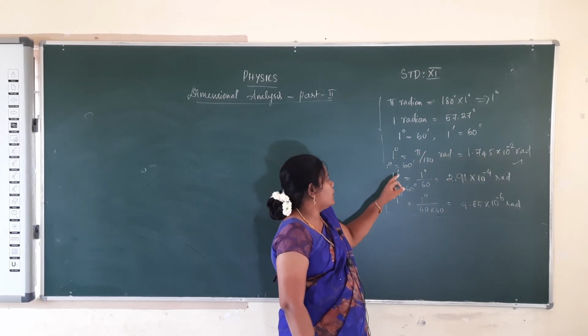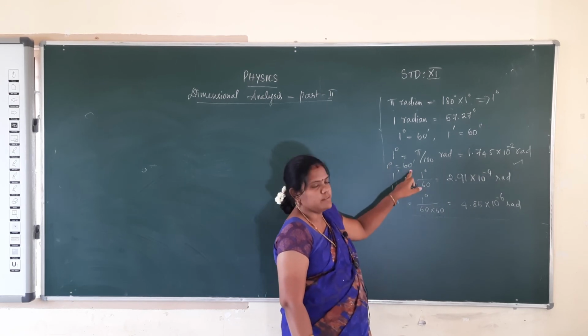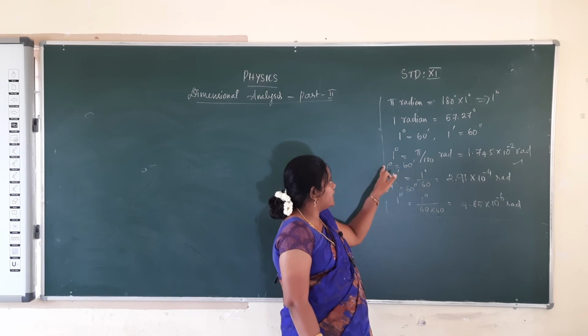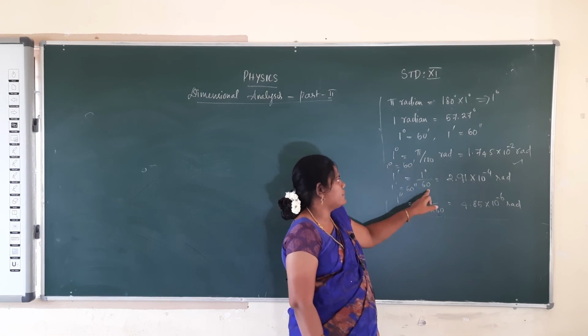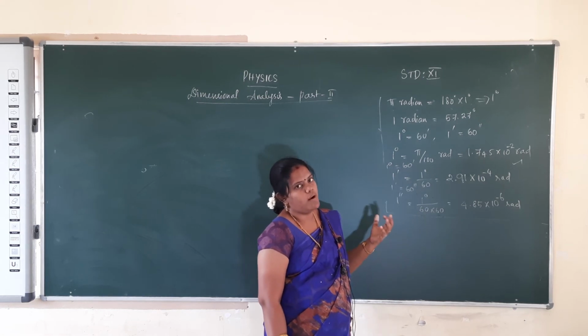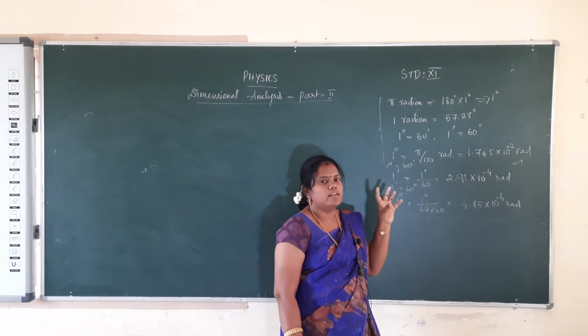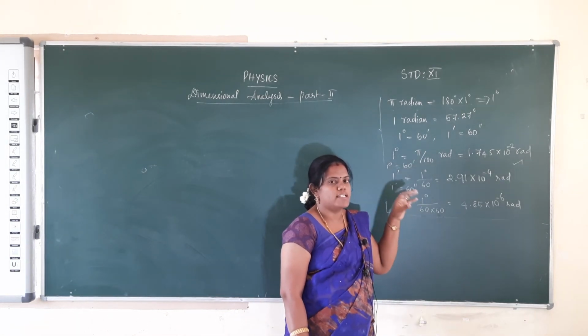Then 1 minute. 1 degree is equal to 60 minutes, so 1 minute is equal to 1 degree by 60. Substitute the 1 degree value. How will you get the 1 degree value? In the last page of your book, there is a logarithmic part, then the degree part, and the tangent, cosine, sine tables.